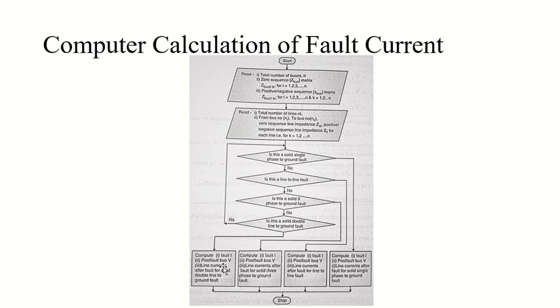If even that is not the case, then in the last one we will check if it is a solid double line to ground fault, and if that is the case, we will repeat the same procedure as well. We will calculate the fault current, post fault bus voltages, and line current after the fault for the solid double line to ground fault.